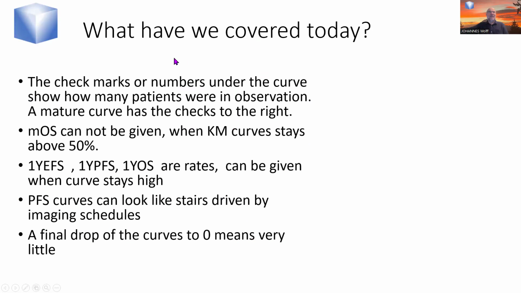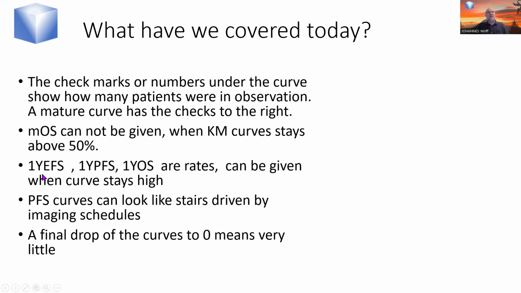So that's the end of the video. What have we covered today? We learned that the check marks on top of the curve or the numbers under the curve show how mature the data are. The further those check marks are to the right, the better is the curve. Median overall survival, median event-free survival can be given when the Kaplan Meier curve cuts through the 50% line, and it cannot be given if it stays above.